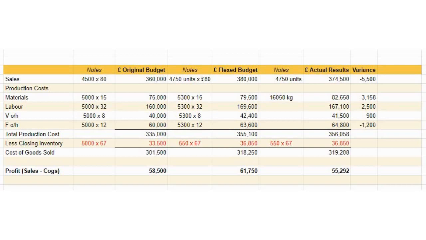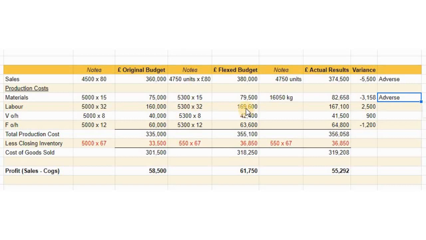Well, if you think about it, in the flex budget we expected revenue of 380,000 and we actually got 374,000, which is less than we expected. I know this is a negative figure, that's just the way that it's come out on the spreadsheet. It is an adverse variance. Now, for materials, we already did that, but we expected in the flex budget to spend 79,500 based on the costings, and we actually spent 82,658. We spent more, so again, that is adverse.